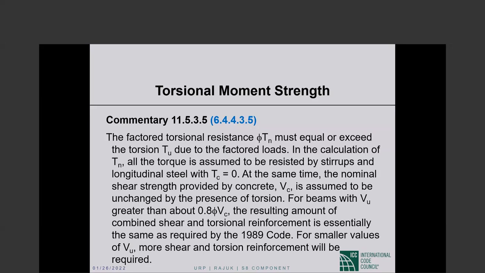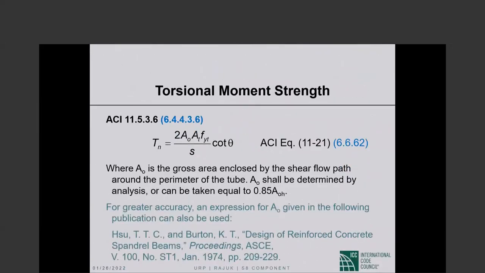At the same time, the nominal shear strength provided by concrete, V sub c, is assumed to be unchanged by the presence of torsion. This is kind of important. This is an assumption. For beams with V sub u greater than about 80% of phi times V sub c, the resulting amount, it probably doesn't interest you. This is comparing with older code before the thin wall tube analogy was introduced.